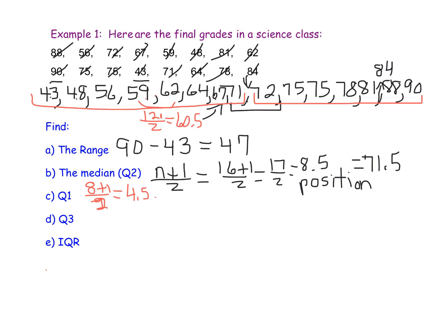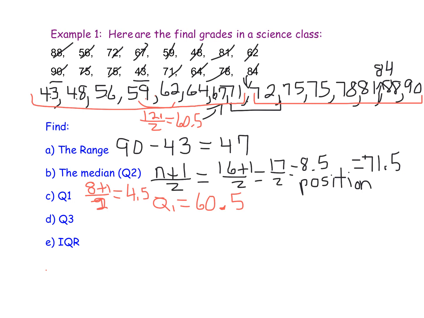And so our Q1 value is 60.5. Even though that's not one of the numbers in our data list, it's still the first quartile value. For the third quartile, we're going to do exactly the same thing.